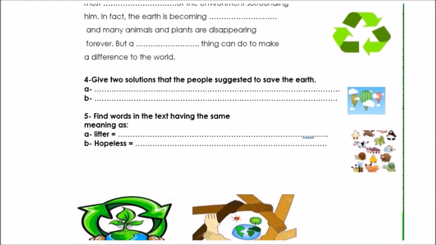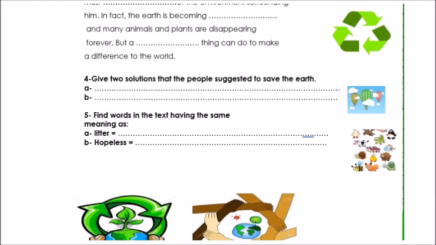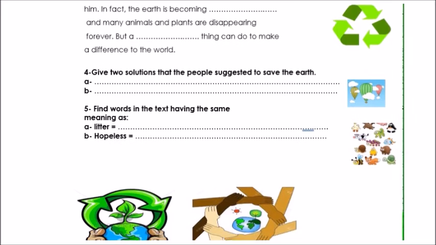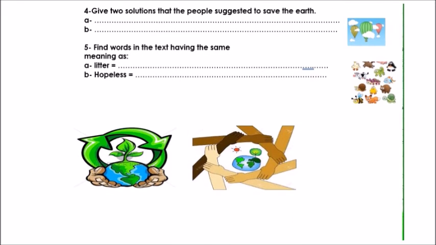And then number 4, give 2 solutions that the people suggested to save the earth. Vamos a escribir 2 de las soluciones que dieron las personas, los compañeritos de Tyler, para mejorar, para salvar el planeta. And find words in the text having the same meaning as litter and hopeless. Estas 2 palabritas, vamos a buscar en el texto 2 sinónimos de esas 2 palabritas. La 1, litter, and B, hopeless.